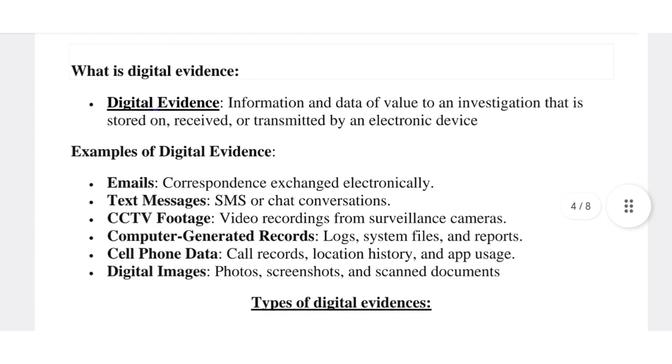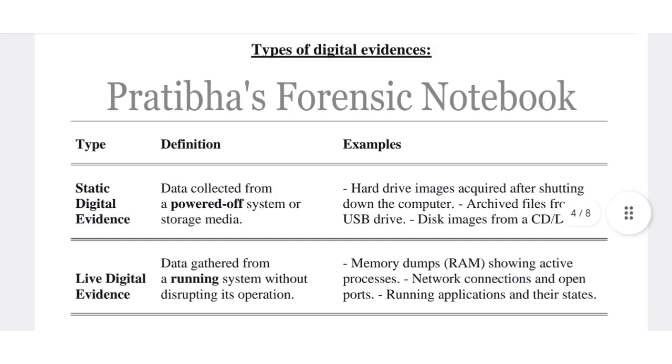Then guys, let's see the types of digital evidences. Before proceeding to types, we should know what digital evidence is. Any information or data which is stored, received or transmitted by any electronic device is known as digital evidence. For example, emails, text messages, CCTV footage, videos, and any kind of records such as logs, system files, cell phone data, images, photos, screenshots.